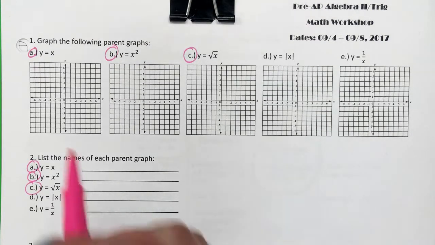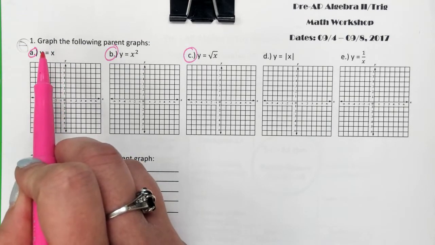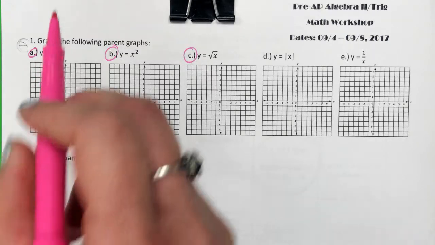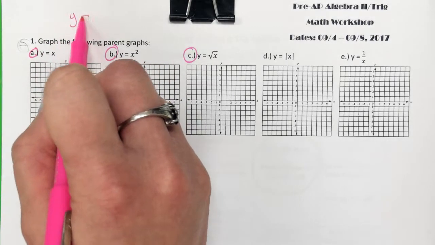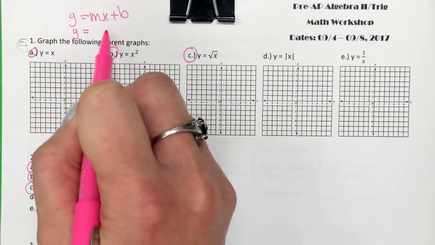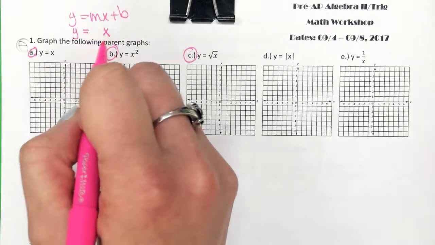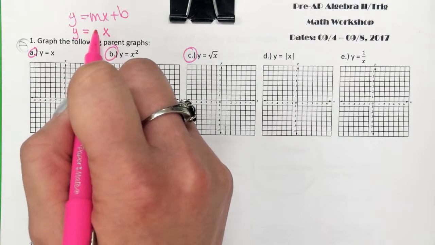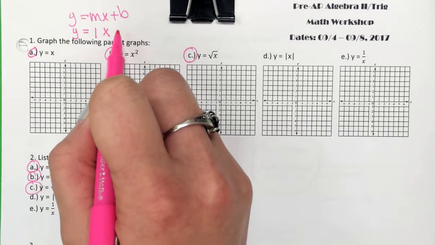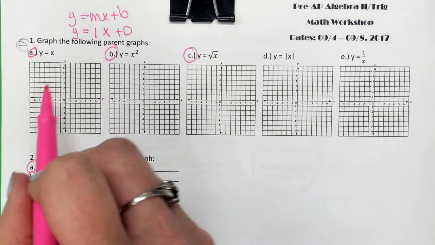All right, let's look at number 1, part A. Y equals X, right? What was the formula to graph these? We just did it on Friday. There you go. If we line it up, line up your Y, line up your X. How many X's do you have? 1. How many B's do you have? 0. So that means I'm going to start where?